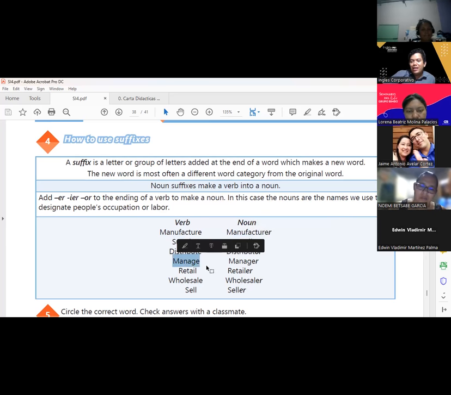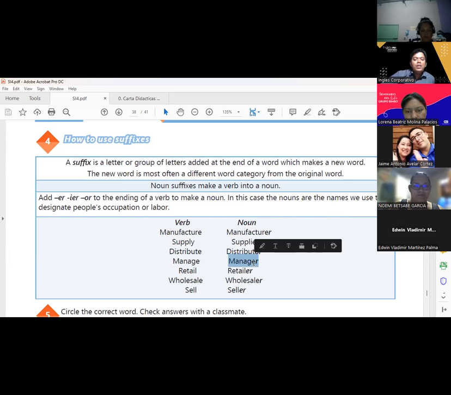Excellent. Manage is another word. What is manage? Administrar. Exactly, right? Basically, to lead a department or a company in the right direction. Okay, manage is the verb. How to make this verb into a noun? Just by adding er. Only the r. So you see, now it becomes the manager. And what is the manager? The person, right? In that case, el gerente. There you go.